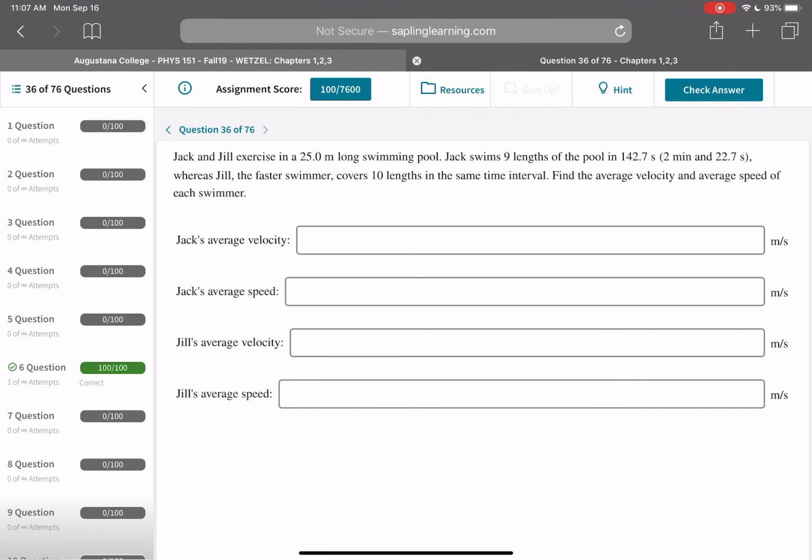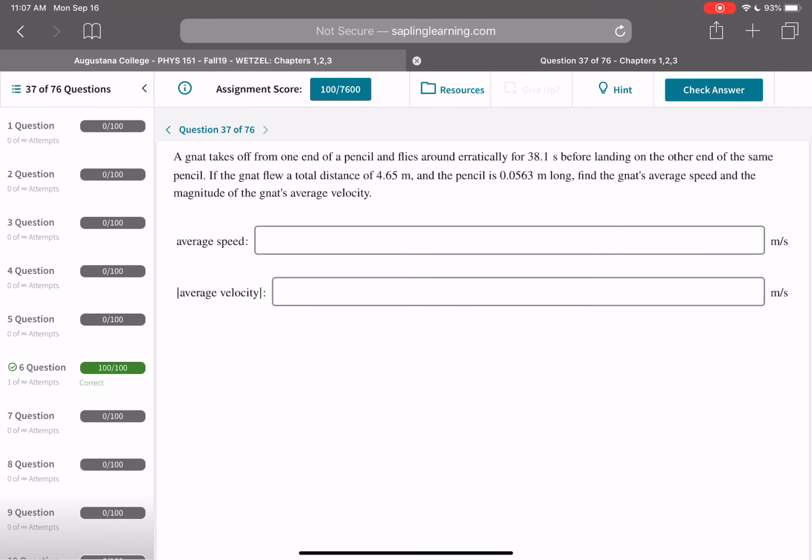Jack and Jill are in a pool. Jack swims 9 lengths of the pool in this many seconds. Jill, being faster, covers 10 lengths in the same time interval. Find the average velocity and average speed of each swimmer. So 9 lengths, 142.7 seconds. Each length is 25 meters, 25 times 9, total distance. Rate times time is distance. That'll give you your average velocity for both of them, and you can do that.